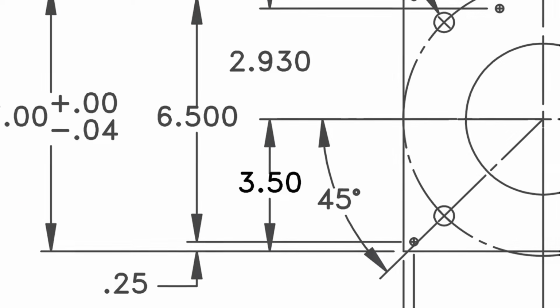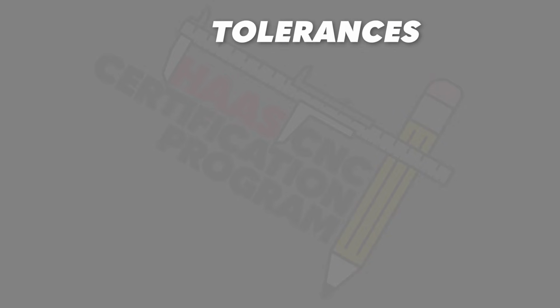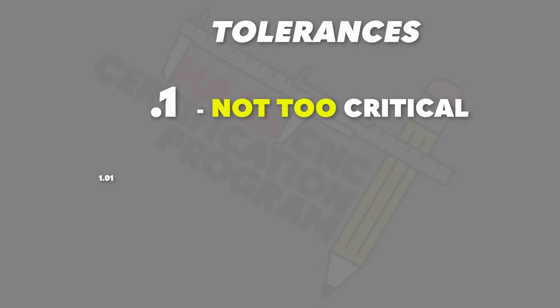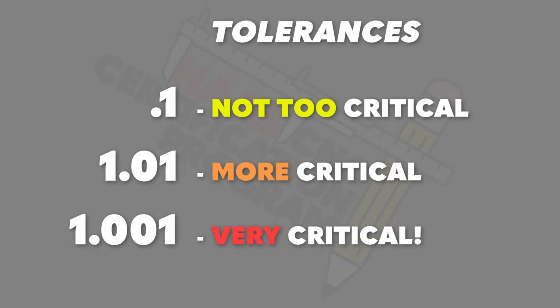So here, for example, we have just 2 numbers to the right side of the decimal place. But here, we have 3 numbers to the right side of the decimal place. Now, generally speaking, the more numbers there are to the right of the decimal place, the more critical that dimension is. 1 number, not too critical. 2 numbers, more critical. And 3 or even 4 numbers means very critical.